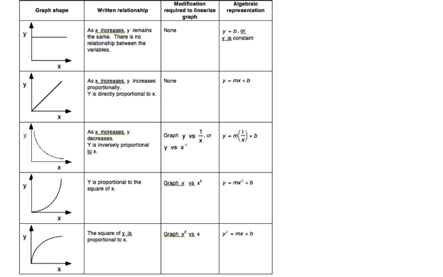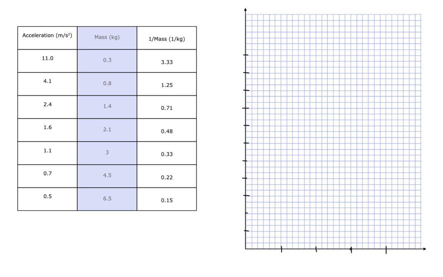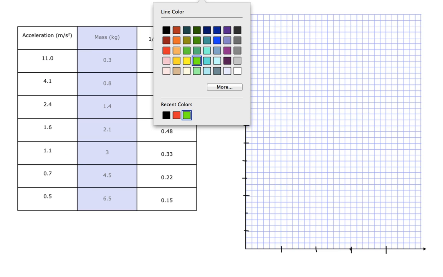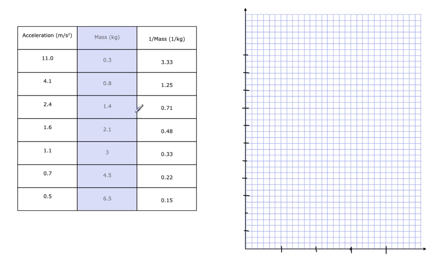And I've done that in the next slide over here. The acceleration data is all the same, but I've gone through and changed the masses to 1 over mass. Notice the units are now 1 over kilograms because I've divided mass in kilograms. I've taken 1 and divided it by mass in kilograms. And these are all the new numbers.